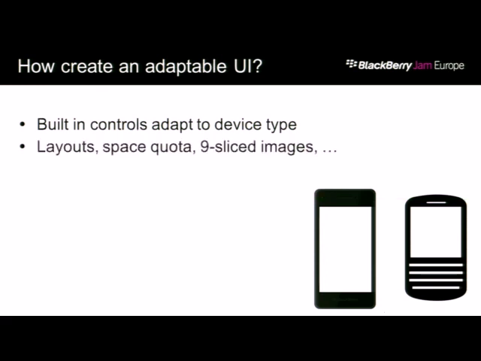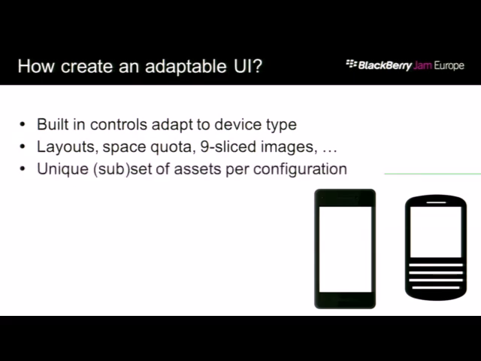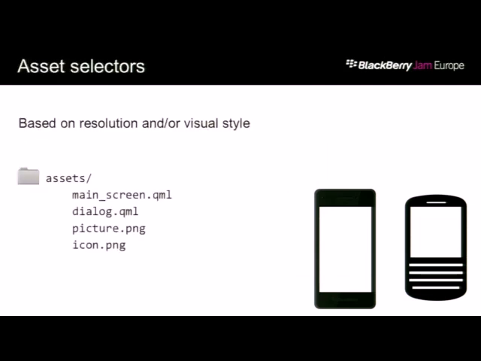Then we have other features, like using the layouts. Avoid using the absolute layout. Go ahead and use the stack layout and dock layout and so on, and things like space quota. Use nine-sliced images to have images that scale well with different resolutions, and then finally we have the asset selection functionality. The idea is to reuse the code from the full touch device on the keyboard device as well, but maybe there is one screen or some aspects of the application that you want to give this adapted appearance. In that case, you can use a unique subset of assets for those screens.